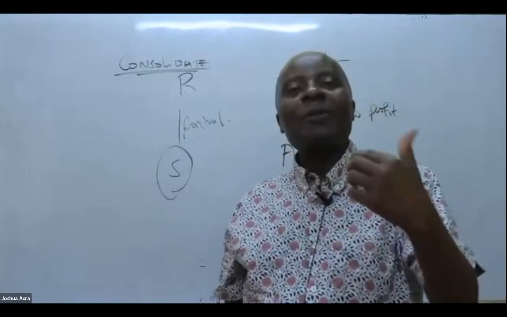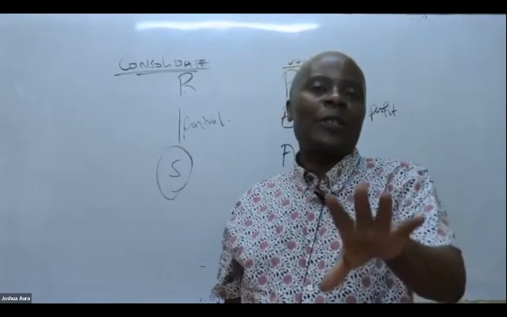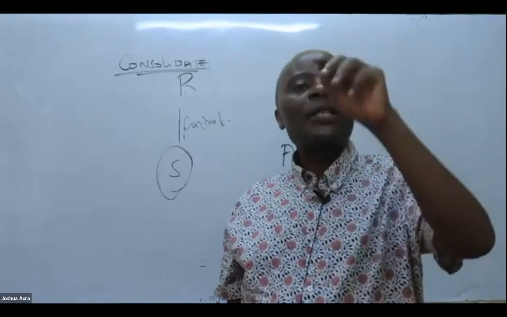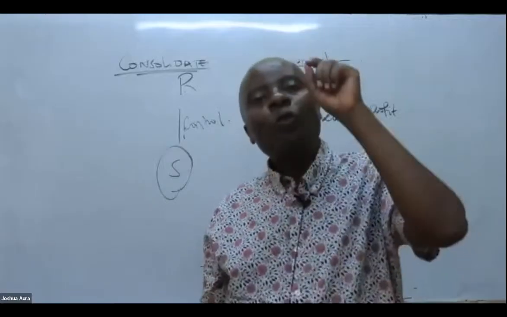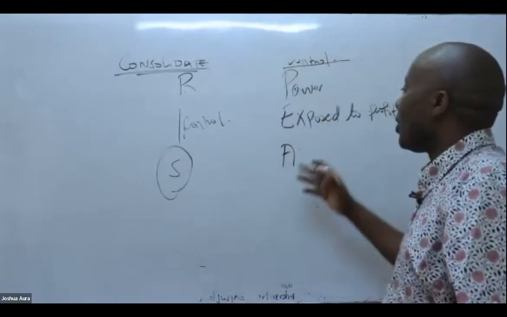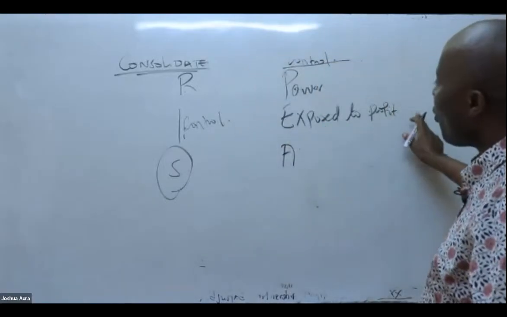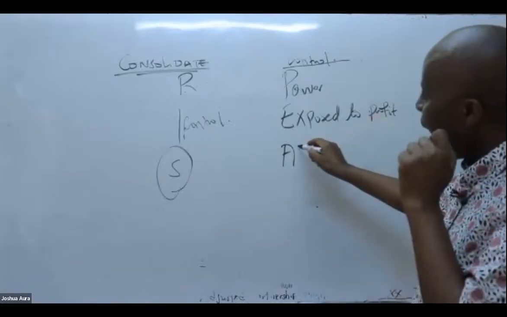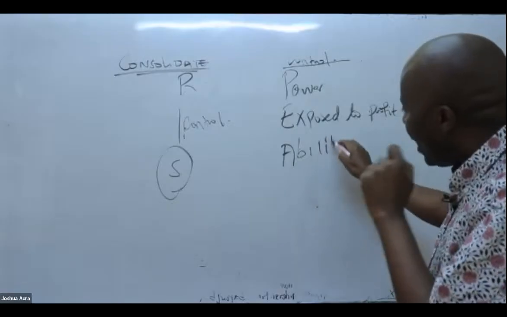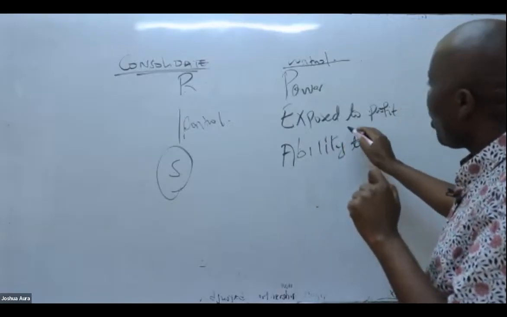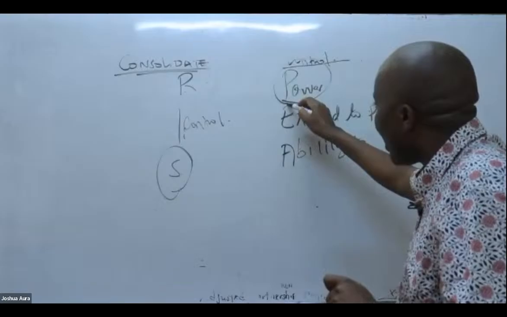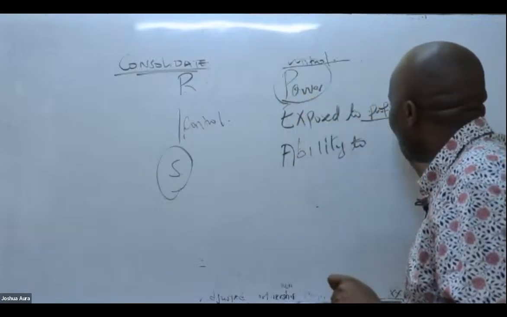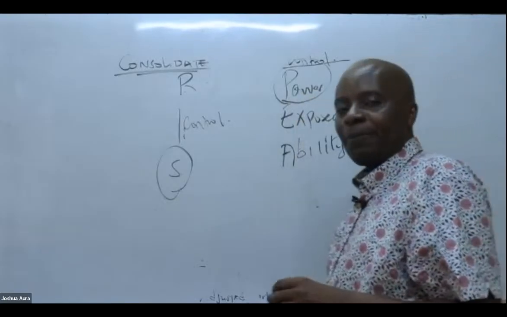They were able to, but remember, they were not exposed to profit, right? So there must be exposure to variable what here? To variable returns, exposure to profit, exposure to variable returns. And then lastly, we have the concept of ability to use this power, for example, to increase the profit.